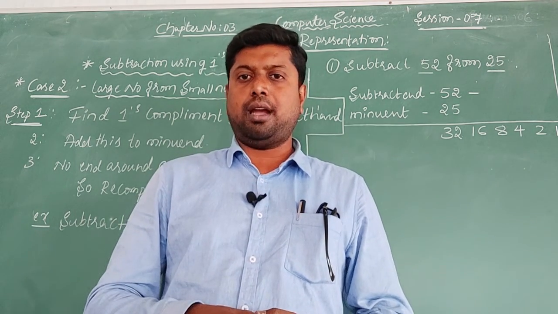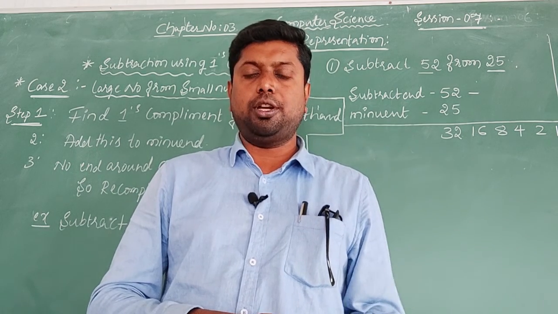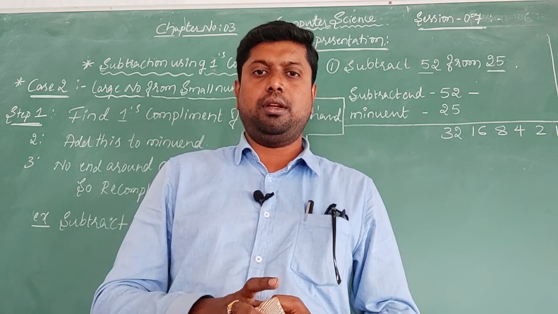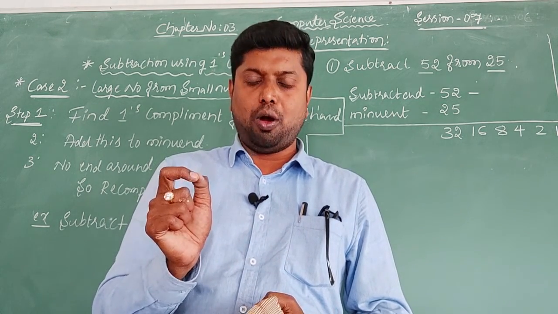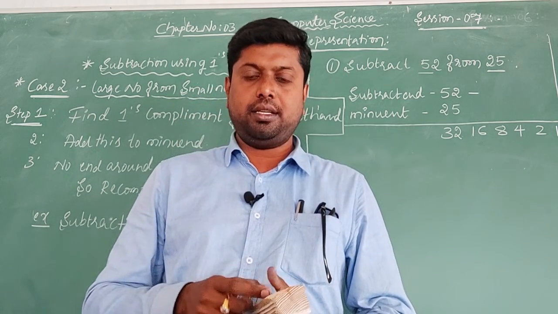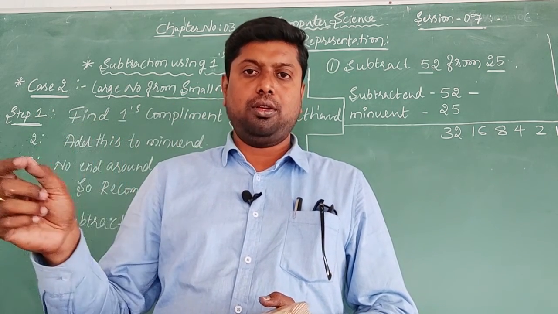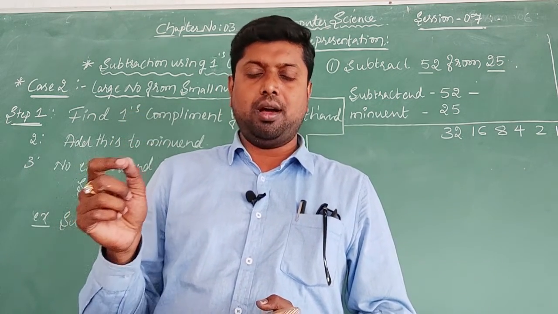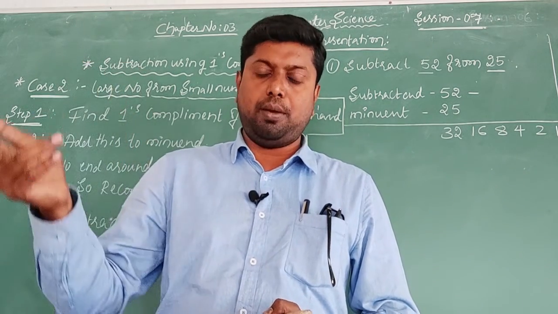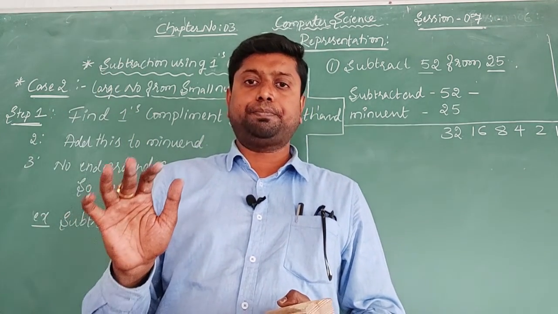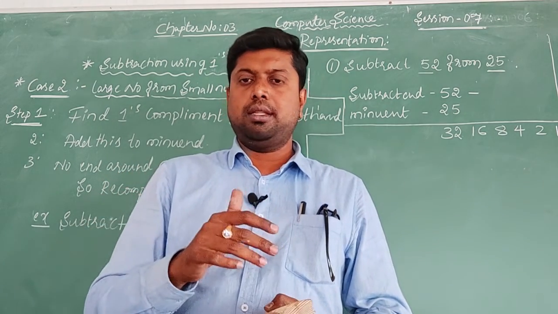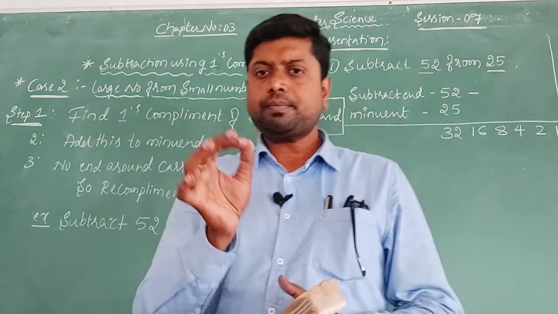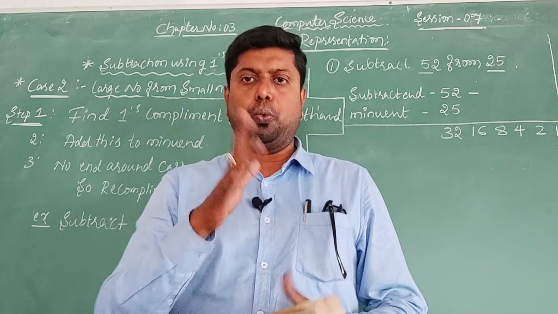Let us start session number 7, the final session of data representation. Dear students, in the last session, subtraction using ones complement, case number 1, we discussed a small number subtracted from a large number. This kind of result doesn't require any negative values, so no negative sign will occur and the simplification is very simple. But this time, a small change we have to make.